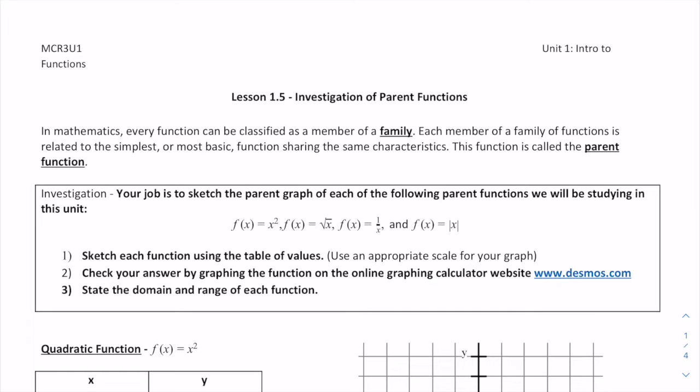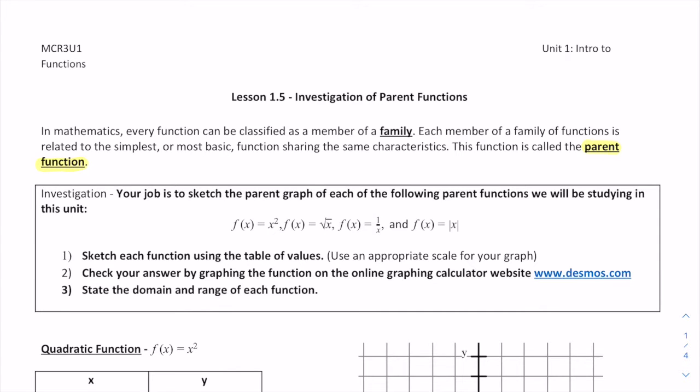For this lesson, we're going to be going through all of our parent functions. In mathematics, every function can be classified as a member of a family, and each member of a family of functions is related to the simplest or most basic function sharing the same characteristics. This function is called our parent function.